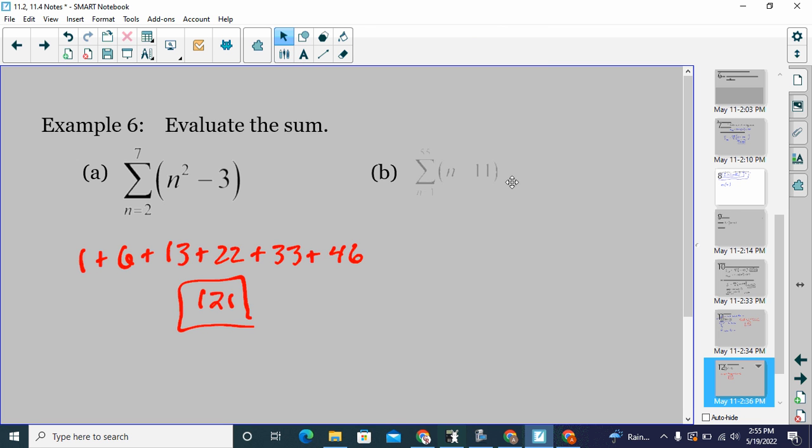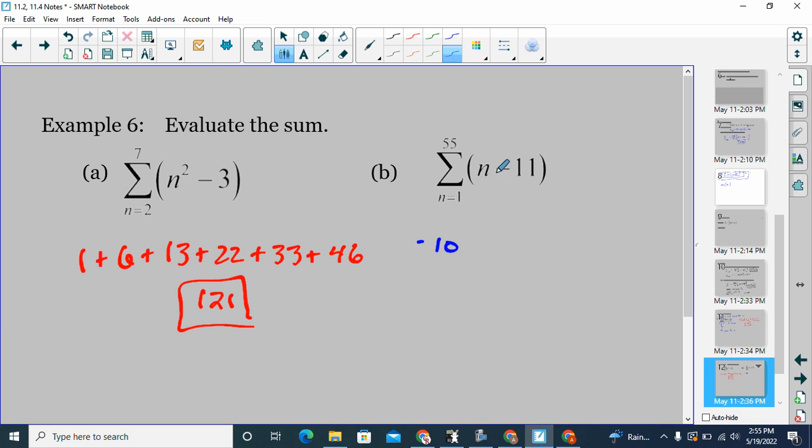Sometimes you might run into ones like this. Suppose it's a no calculator problem. And we have the sum as n goes from 1 to 55 of n minus 11. I think pretty clearly we're not going to plug in 55 values for n and add them all up. But let's start by plugging in at least a few values for n. So if I plug in 1, I get negative 10. Plugging in 2 gives me negative 9. 3 is negative 8. 4 is negative 7. 5 is negative 6.